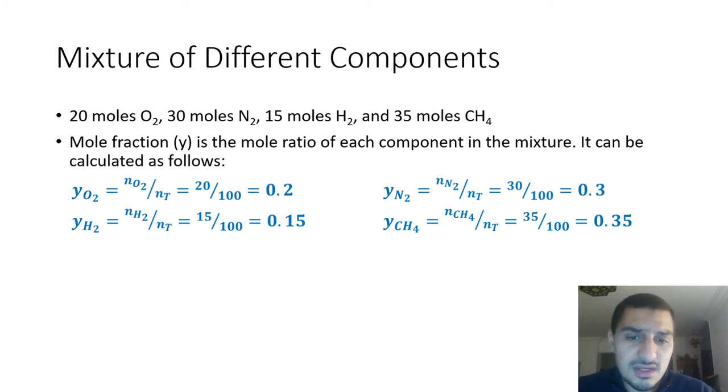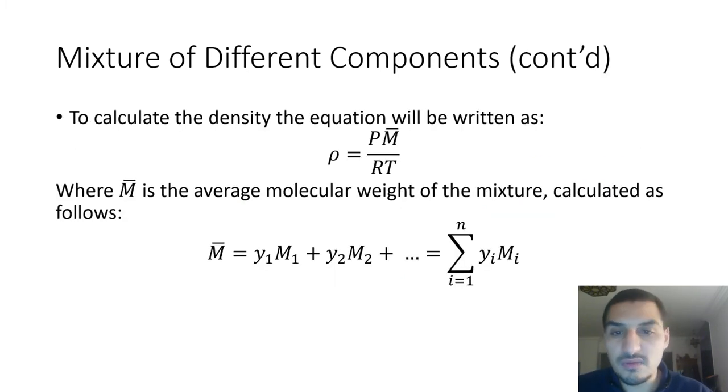So it's easy to calculate, and it's a simple thing, and needless to say that the summation of y i equals 1. If you add these, the summation should be 1, because it's a summation of fractions.